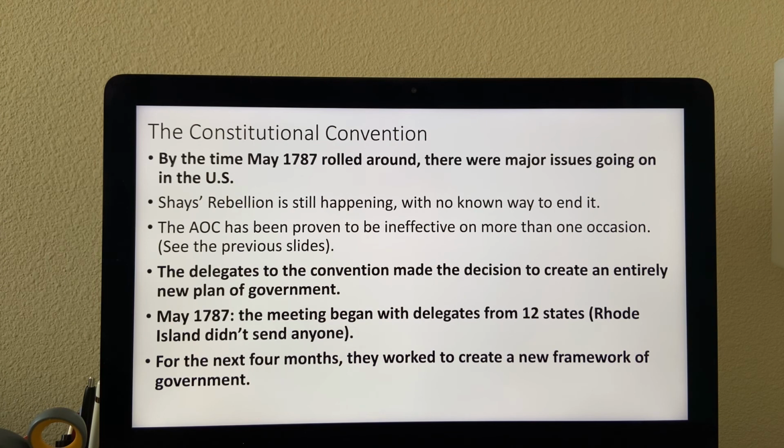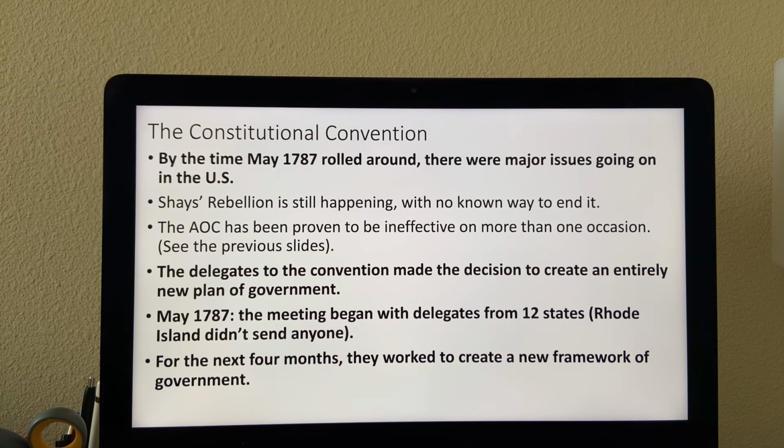So remember that by May 1787, there are some major issues going on. There's still a slight depression going on. There are people who are not able to make as much money, farmers who are losing their land, and Shays' Rebellion is still going on. And it has been proven that the Articles have been ineffective on more than one occasion. If you would like to learn more about that, you need to go back and look at previous slides in your notes, as well as watch the previous video on the Articles of Confederation.